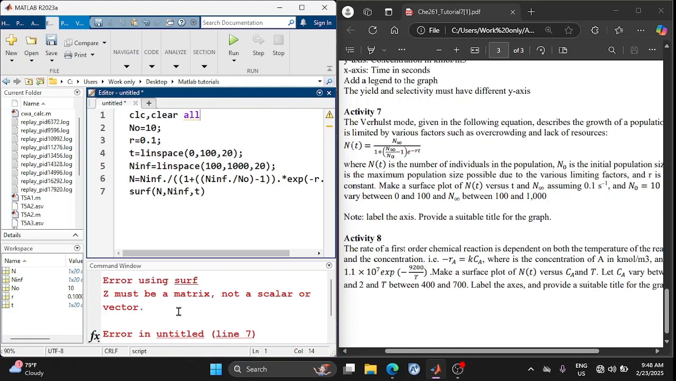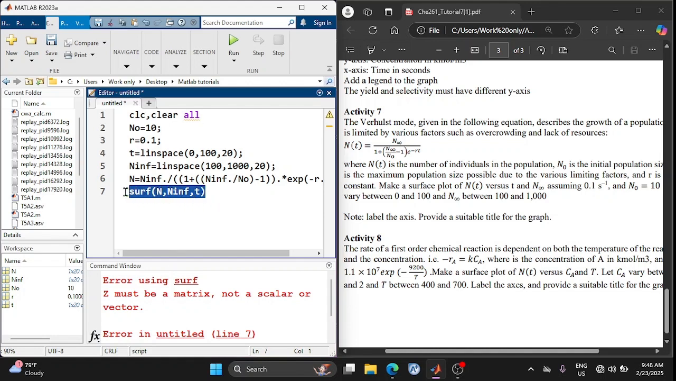Good. So this was the error I wanted us to see if we use just the surf function. It says that Z must be a matrix, not a scalar or a vector. So for us to use the surf function, we are not going to work with scalars or vectors. It has to be a matrix. And how do we do that? We use the meshgrid function.